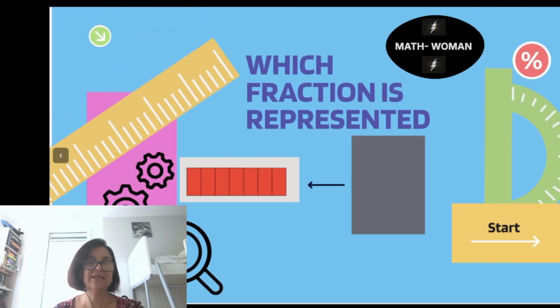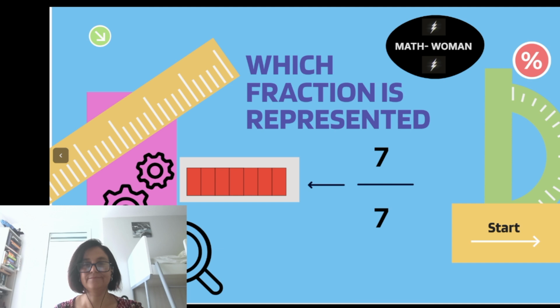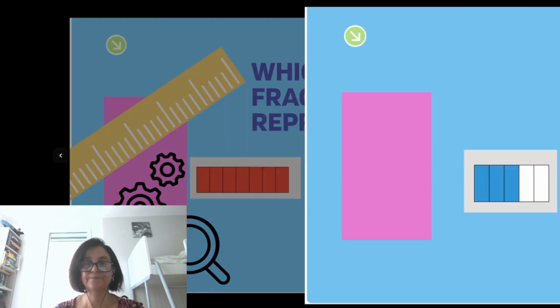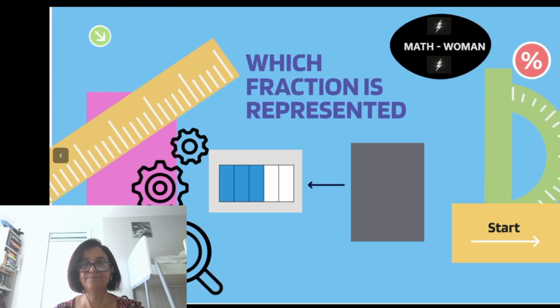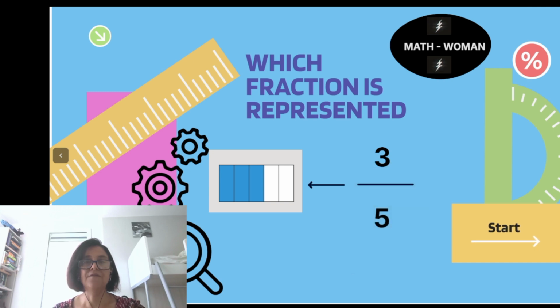Which fraction is represented here? 7 over 7, because the wall is divided in 7 parts and all 7 are shaded. This is also an apparent fraction. This is actually the number 1, because 7 divided by 7 equals 1. Which fraction is represented here? 3 over 5, because the wall is divided in 5 parts and 3 are shaded.